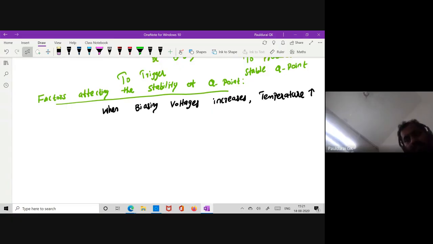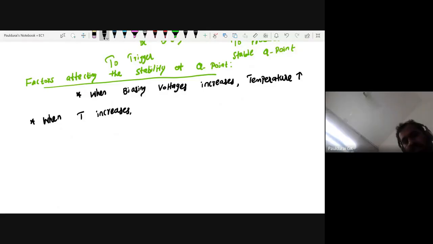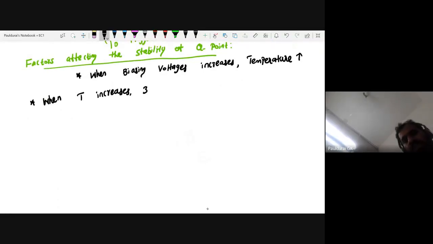When temperature increases, three transistor parameters are changed. Who are they? Anyone?